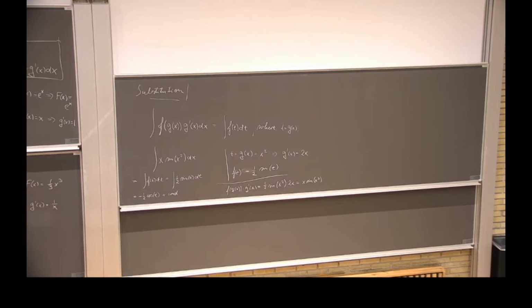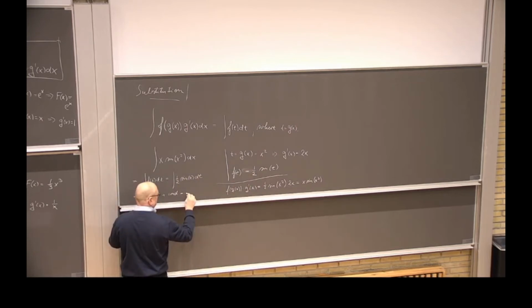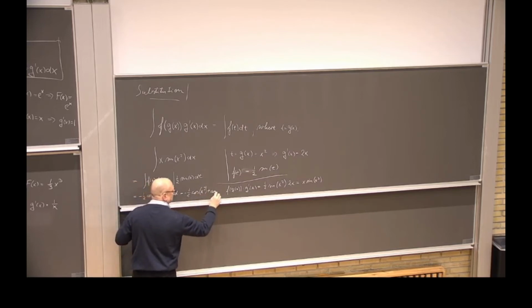But you're not through yet, because you want to present the result in terms of the x variable. So you have to make the back substitution that you put t equal to x squared, and you get minus 1/2 cosine x squared plus this constant. So this is the result.